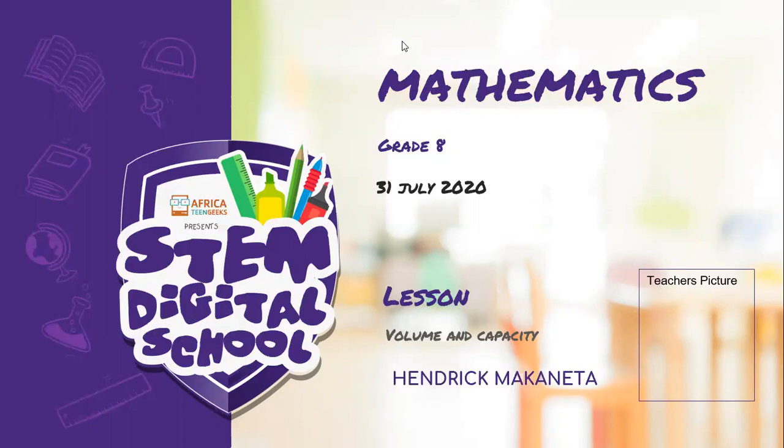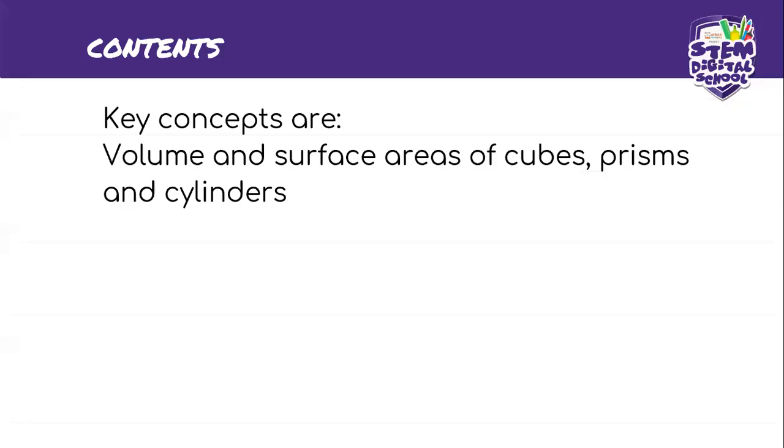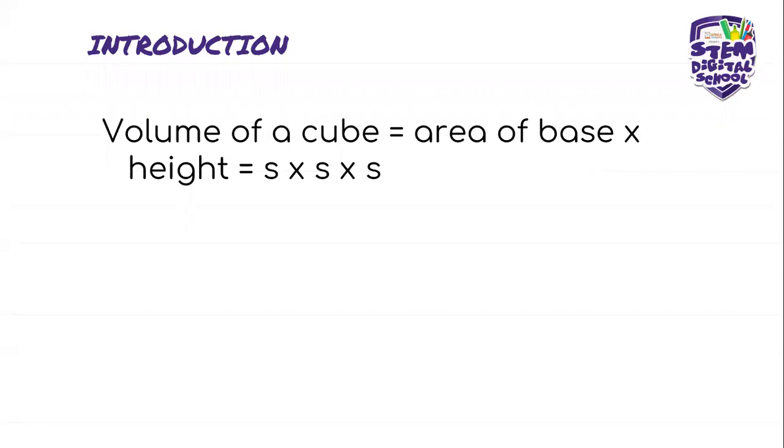And of course, we are going to carry on. Let's carry on with the volume as well as the surface area. And of course, we are going to use the volume of a cube, area of the base multiplied by the height. So that's what we need in this case.